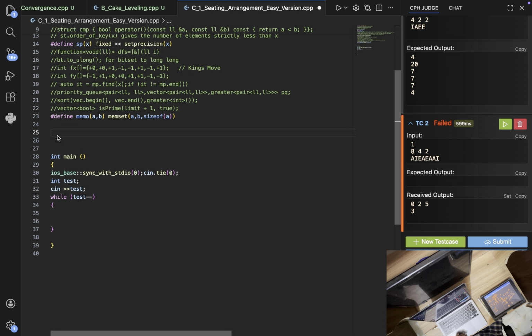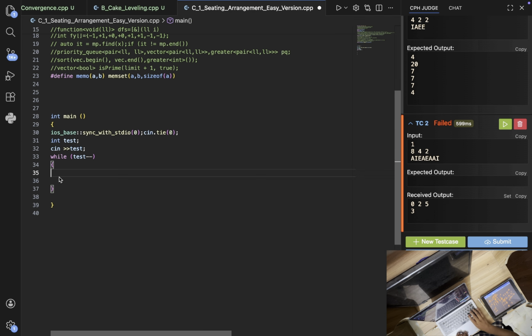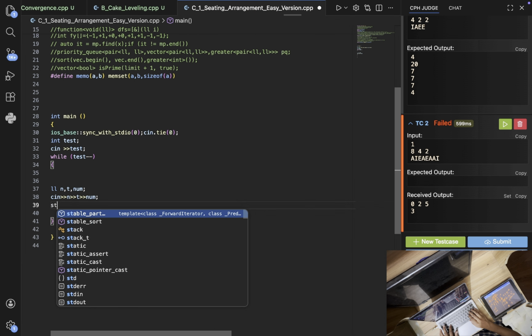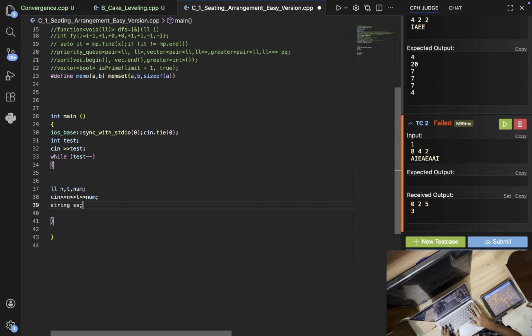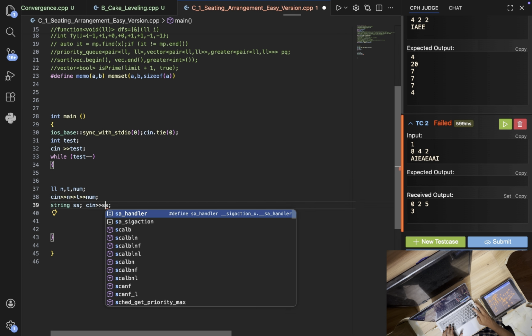Let's make a table and number. Okay, so I'm thinking I'm gonna take a fixed amount of, let's make it as this.